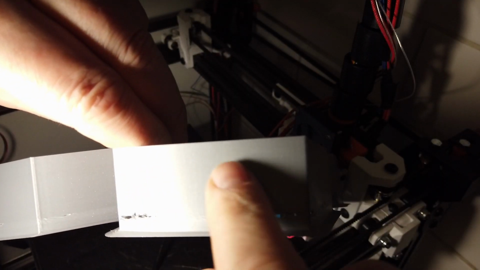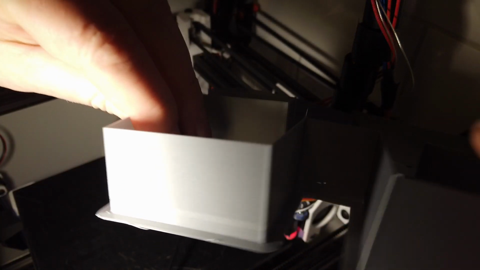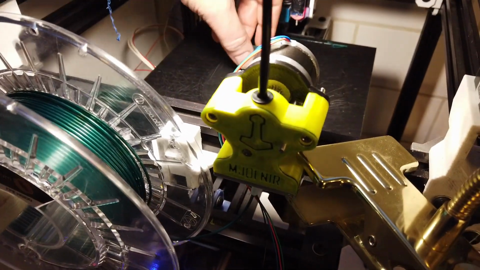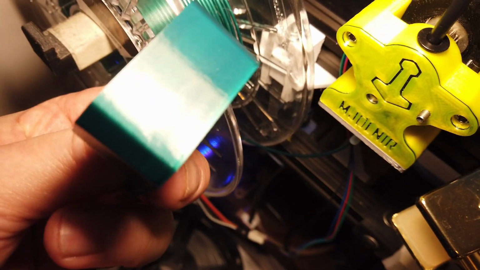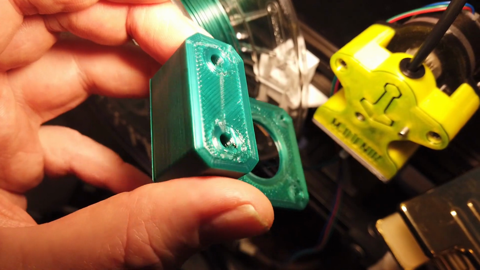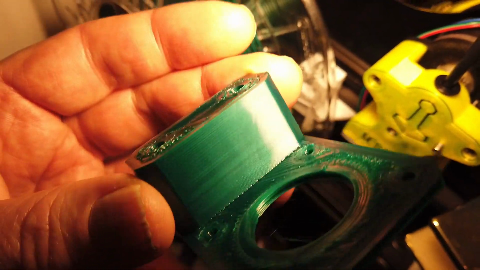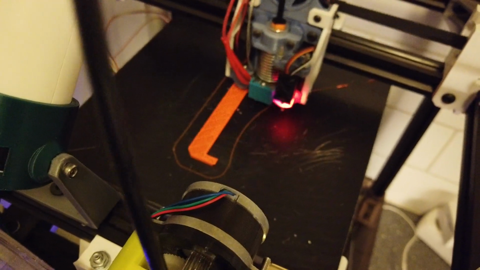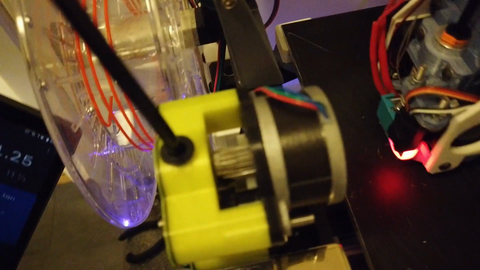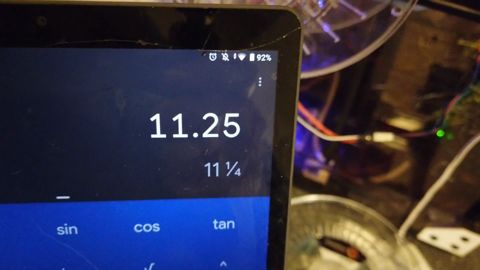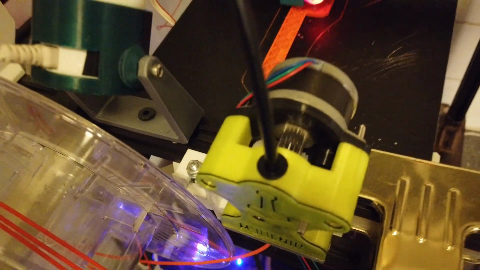At the walls, so this is 150. So I just printed this bracket. This is PETG. This is printed at 60 millimeter a second, 0.25 layer height. Let's do some more testing. Currently we are printing PETG at 75 millimeter a second, and so far we have no skipping. 11.25 volumetric filament speed, which is pretty good, but this is in a Bowden setup.